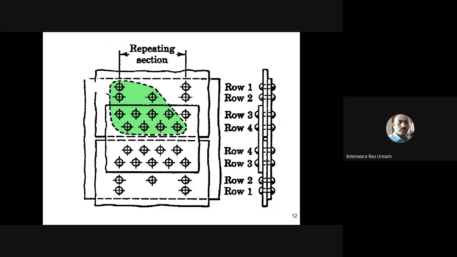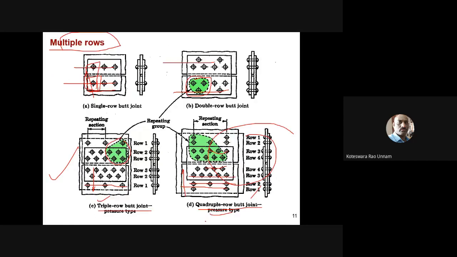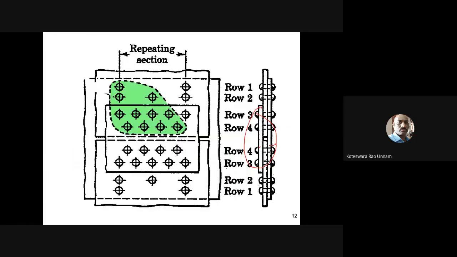How many cover plates are there? Two cover plates are there. So it is a butt joint having two cover plates having unequal lengths here. Maybe in the previous one you have the same thing here also. Maybe you want to show some more parameters in this.